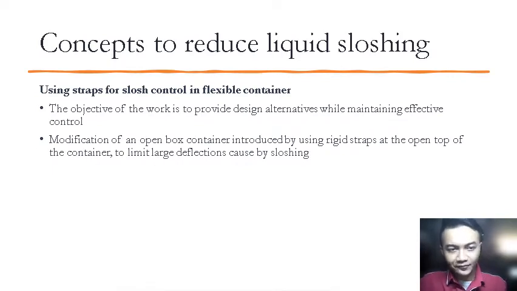Second is the use of straps for slosh control in flexible containers. The objective of the previous work is to provide design alternatives while maintaining effective control. There was a modification of an open box container, introduced by using rigid straps at the open top of the container to limit large deflections caused by sloshing.